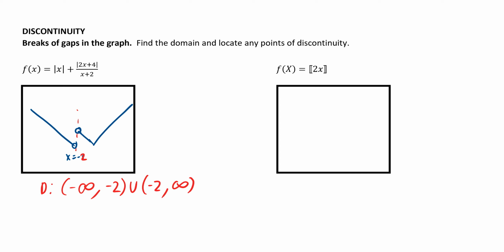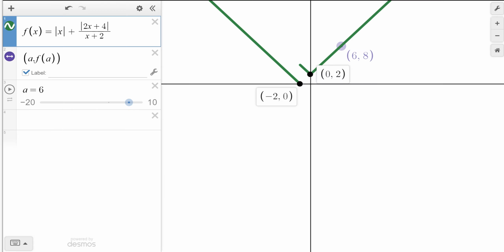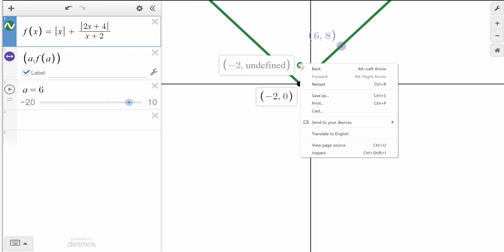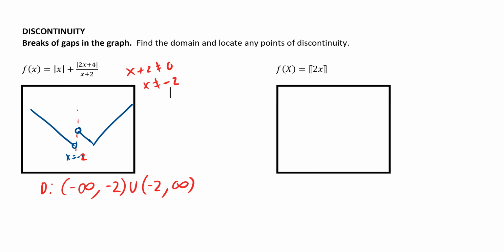So all those points, right off the bat, we could have just said x plus 2 cannot be 0. So x cannot be negative 2. And so you can see here, if I move it out, it should give it to me. There it is. Negative 2 is undefined. That's what we were looking for. And so there it is. And so any points of discontinuity, you would say x equals negative 2 is a point of discontinuity.